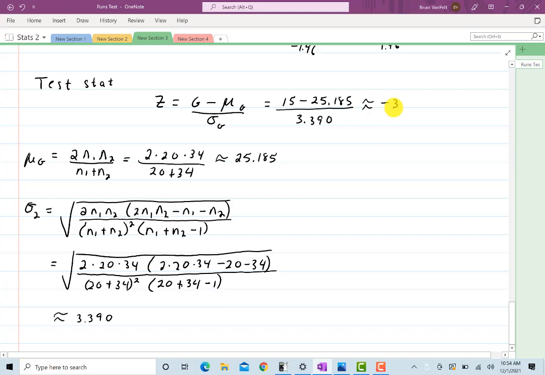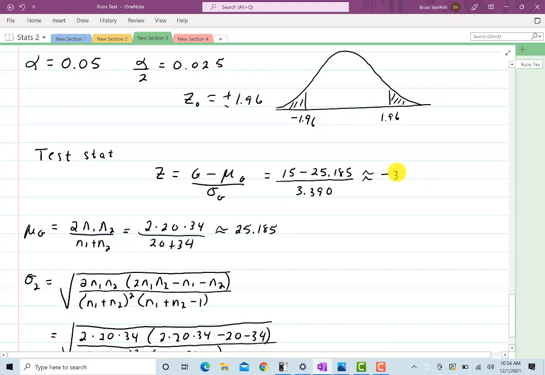Now let me come back up to my critical regions, and we see that this -3 is inside of the critical region, so we reject H0. So this sample does not seem like it is random.